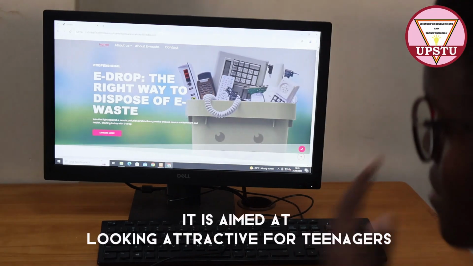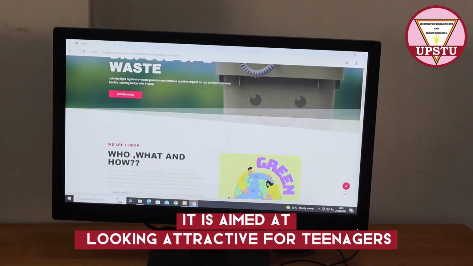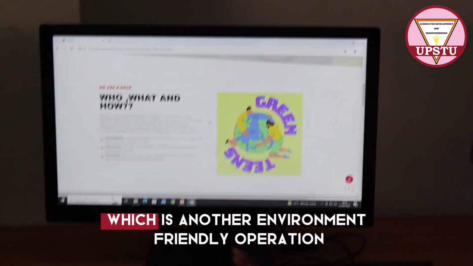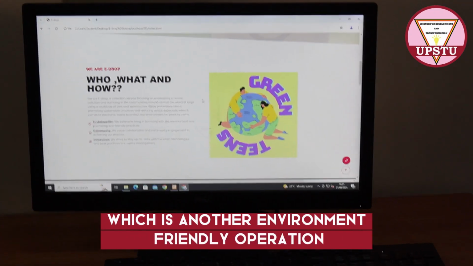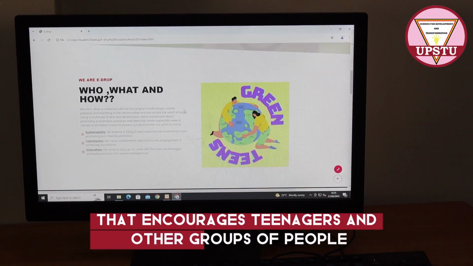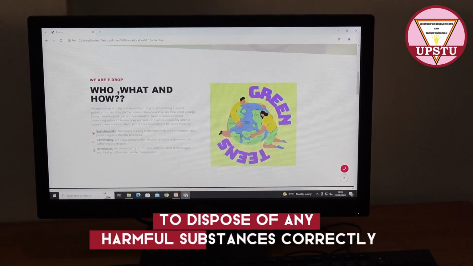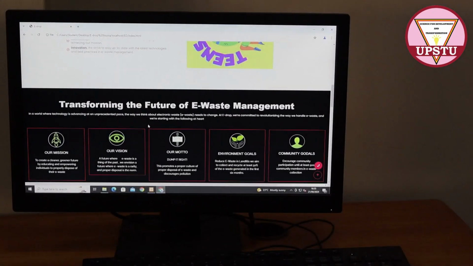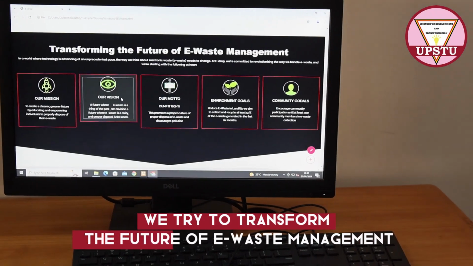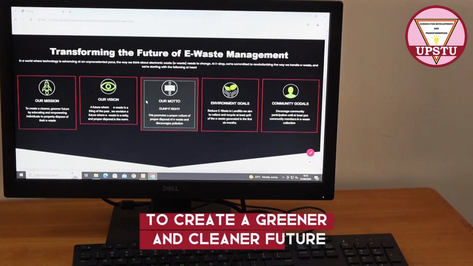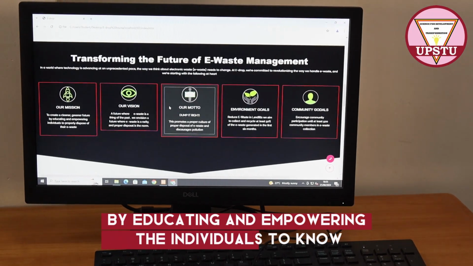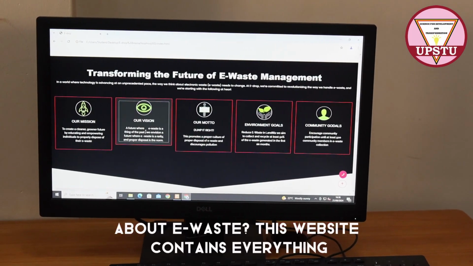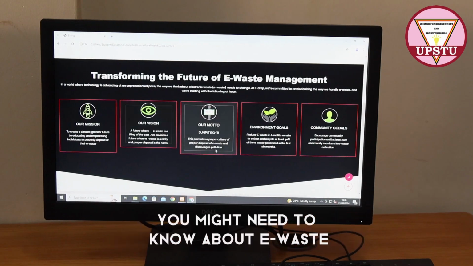It is aimed at looking attractive for teenagers to look at it and be like, this is a very good thing. It aims to collaborate with Green Teens, which is another environment-friendly operation that's worldwide that encourages teenagers and other groups of people to dispose of any harmful substances correctly and protect the environment for people who are later to come. We try to transform the future of e-waste management to create a greener and cleaner future by educating and empowering individuals to know what is e-waste, what are the impacts, what don't you know about e-waste. This website contains everything you might need to know about e-waste.